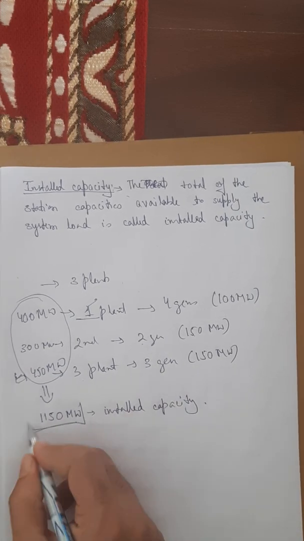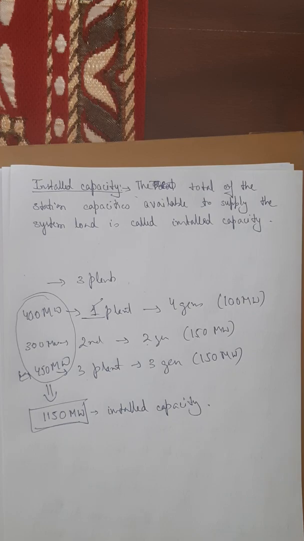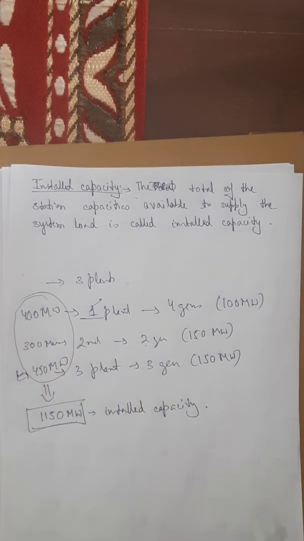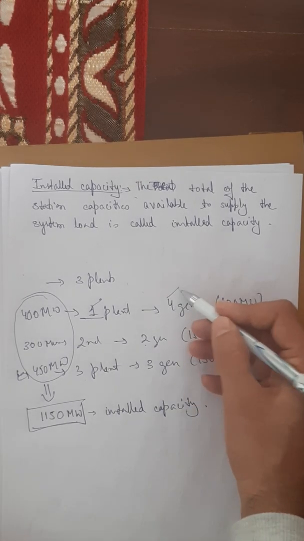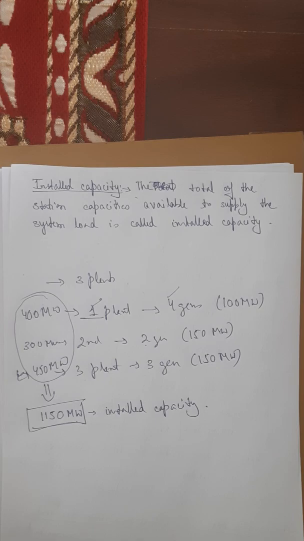So I have an installed capacity of 1150 megawatt, but it may not be generating 1150 depending upon the availability of the fuel, depending upon the availability of the water. If sufficient water is available, I may operate the 4 generators in this plant, 3 in this and 2 in this unit. But if the availability of the water is slightly reduced, then I have to prioritize my generation.